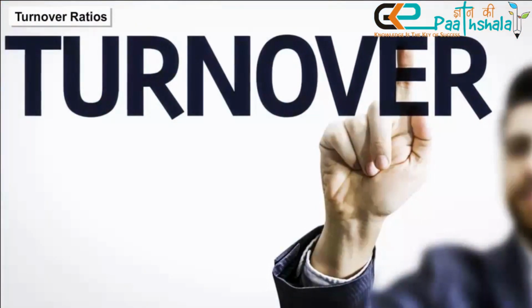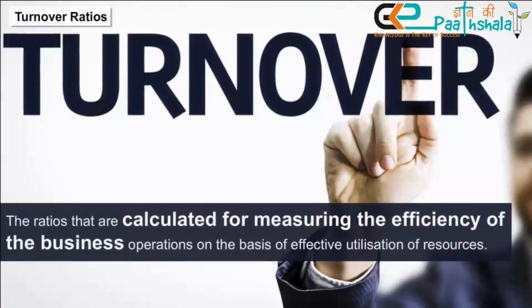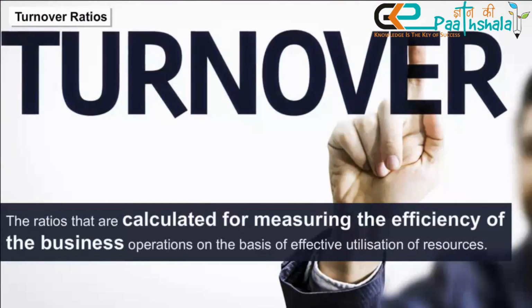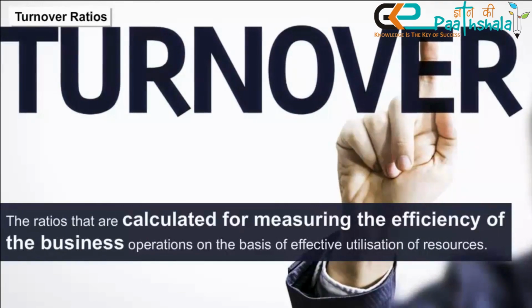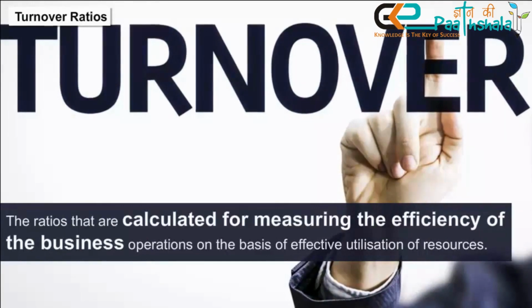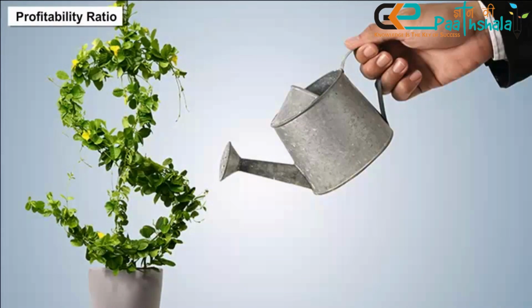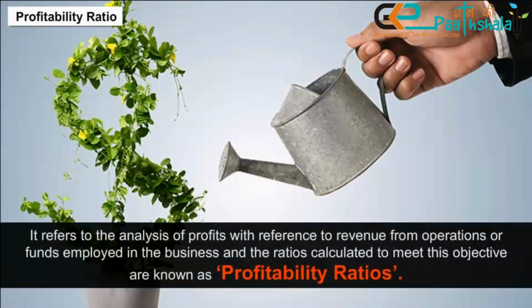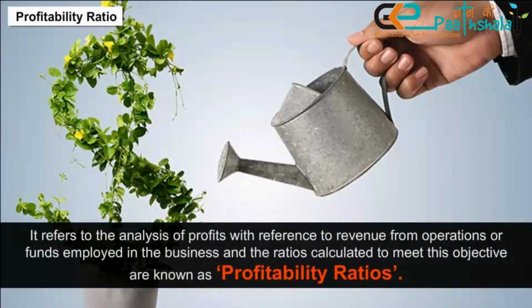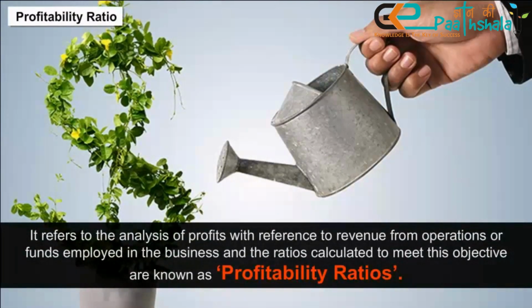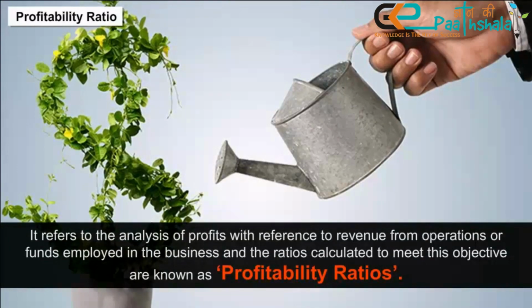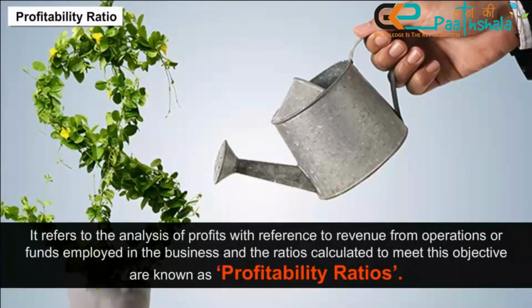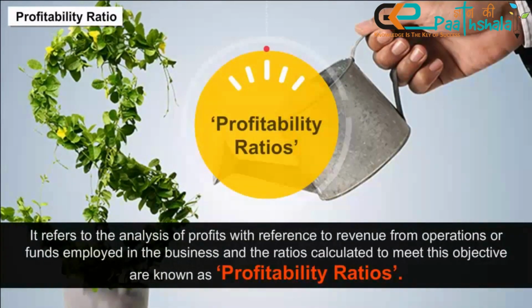Turnover ratios. The ratios that are calculated for measuring the efficiency of the business operations on the basis of effective utilization of resources. Profitability ratios. It refers to the analysis of profit with reference to revenue from operations or funds employed in the business, and the ratios calculated to meet this objective are known as profitability ratios.